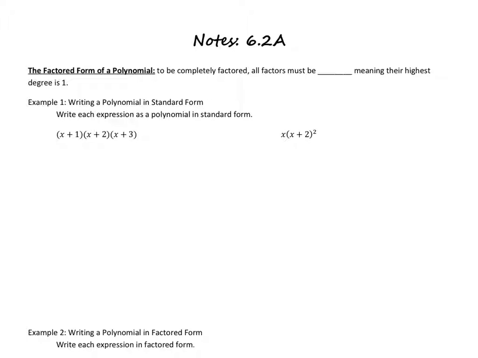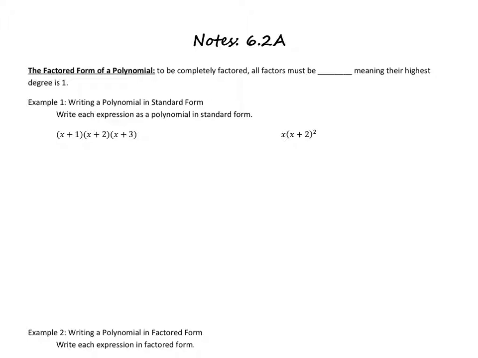6.28, we're dealing with polynomials again. That's what we did yesterday. Remember we talked about linear, quadratic, cubic, all that. And we talked about monomial, binomial, trinomials. So we're dealing with those today. And yesterday we did standard form, which meant there were no parentheses. All like terms were combined and they were written in descending order of degree.